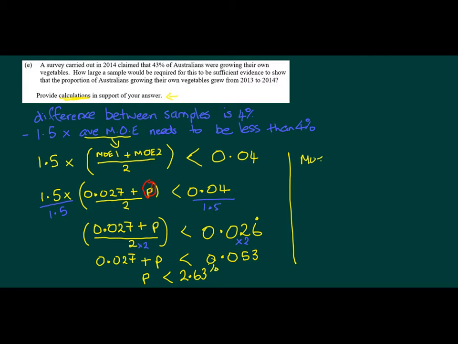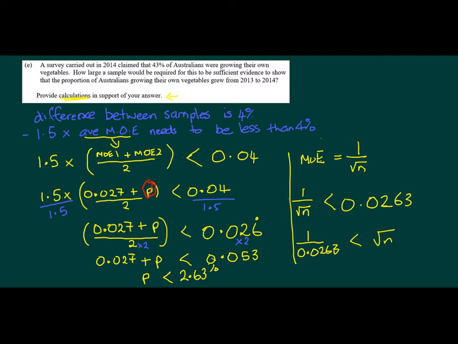Now, we haven't quite finished yet, because we've got to use our sample size formula. Remember, the MOE is equal to 1 over the square root of n. In this case, we know that our margin of error is, we have 1 over the square root of n is less than, we're just going to convert that percentage back into a decimal, 0.0263. So therefore, when we rearrange this, 1 over 0.0263 is less than the square root of n.